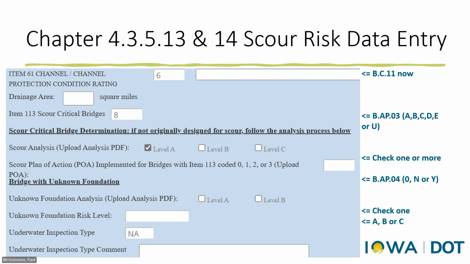The Scour Critical assessment is the same as before. And while we required the plan of actions to be coded, it is now a part of the coding guide, so we'll be following their coding methodology. And the recording for the unknown foundation analysis will remain the same. And next slide.